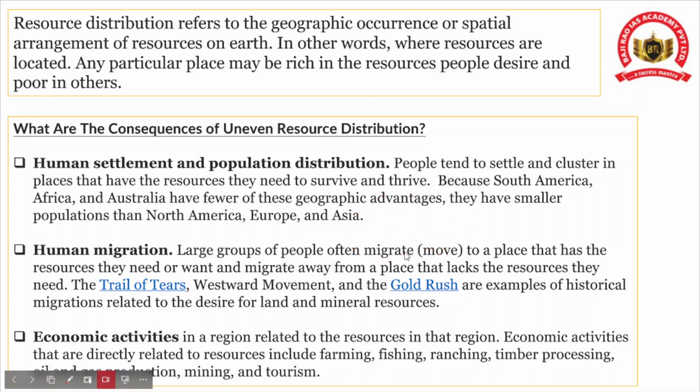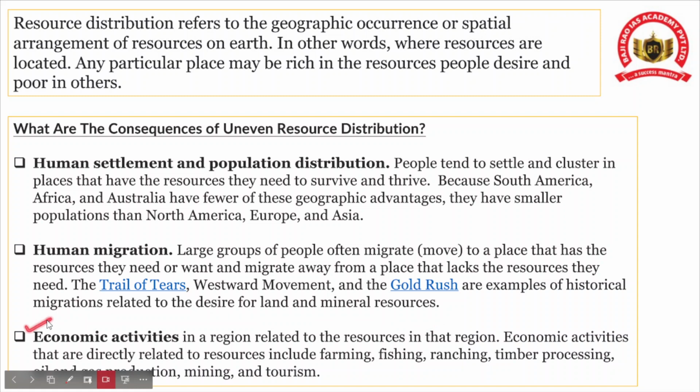So people will migrate to those regions. A large group of people will migrate from a scarce resource region to a more resource-rich region. Okay, so therefore the distribution of these resources will also impact the migration of human populations. The Trail of Tears, westward movement, and the gold rush are some of the historical examples of migrations related to the desire for land and mineral resources.